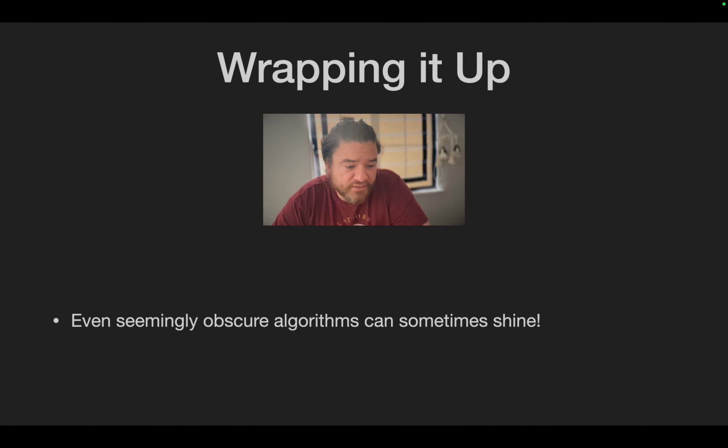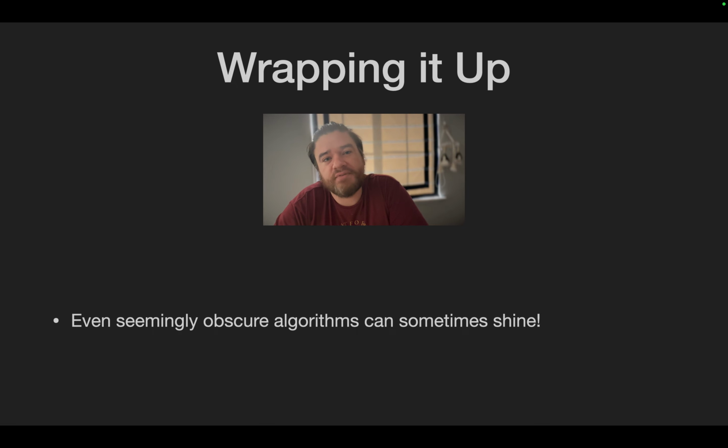Wrapping it up here, I think I just have one point. Even seemingly obscure algorithms like patience sort can sometimes have their place in solving problems. And I just think it's really cool that you can find new ways to solve problems, right? Like just because a problem is classified as dynamic programming doesn't mean that you have to use dynamic programming to solve it. There might be other more efficient ways or simpler ways.